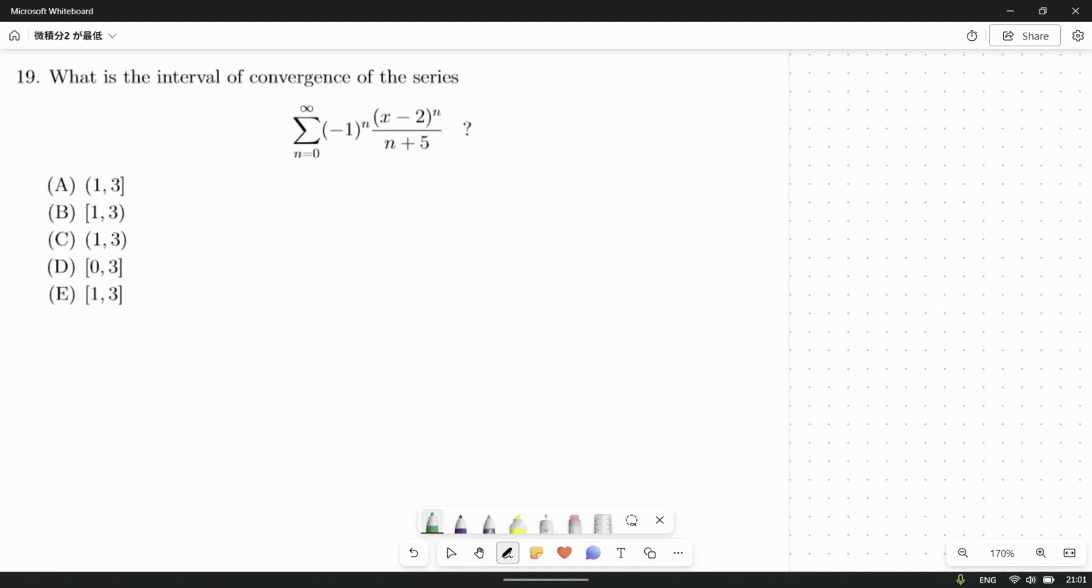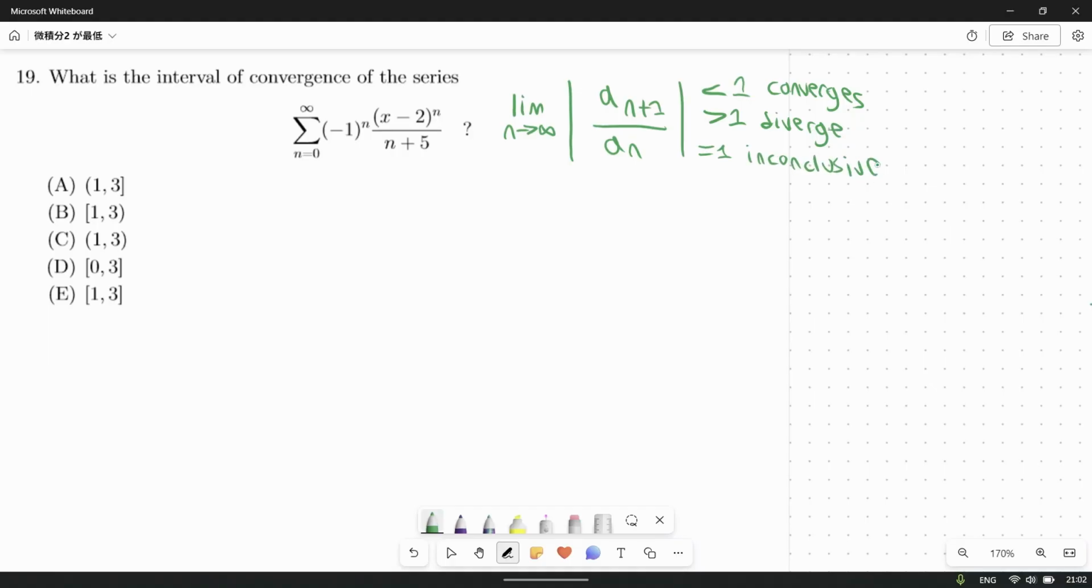The initial process is going to be the same. Looking at this series, I think a ratio test would work best here. Usually with questions like this, you're going to be using either the ratio test or root test as your initial step. Recall that the ratio test works by taking the limit as n approaches infinity of the absolute value of a sub n plus 1 over a sub n. If that limit is less than 1, then it converges. If it's greater than 1, it diverges. And if it's equal to 1, it's inconclusive. Since we're looking for the interval of convergence, we want to focus on the condition at which the series converges.